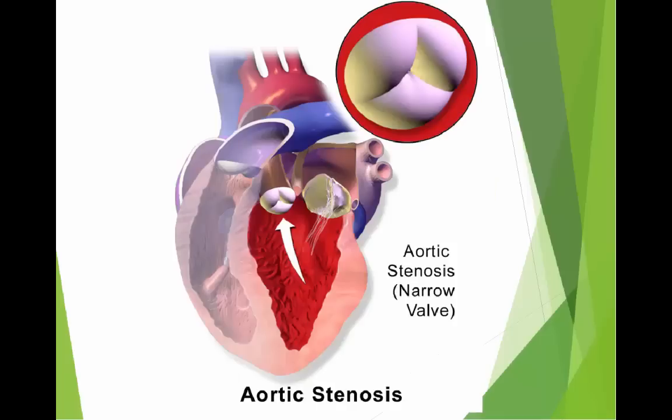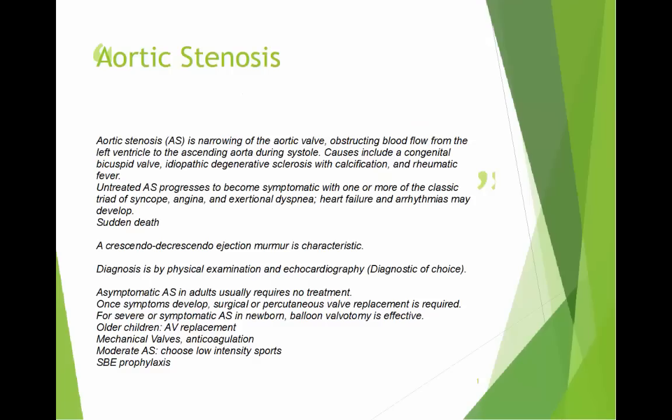Now let's talk about aortic stenosis. It's basically a narrowing of the aortic valve, obstructing the blood flow from the left ventricle to the ascending aorta during systole, and of course to the systemic circulation. Causes could include congenital bicuspid valve, idiopathic degenerative sclerosis with calcification, and rheumatic fever.